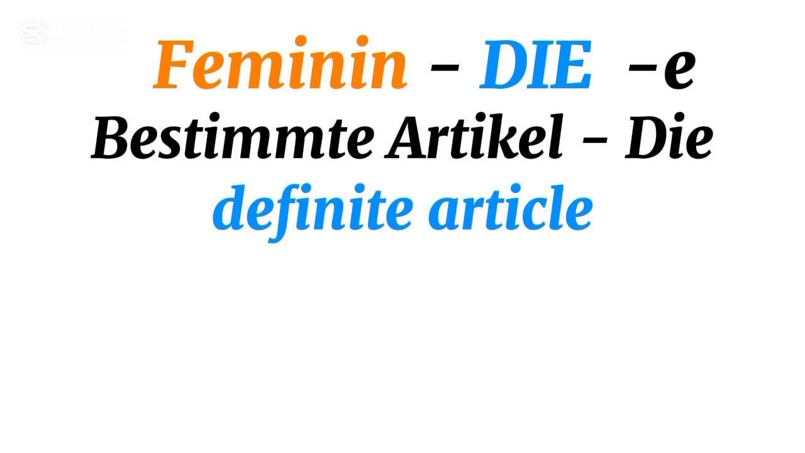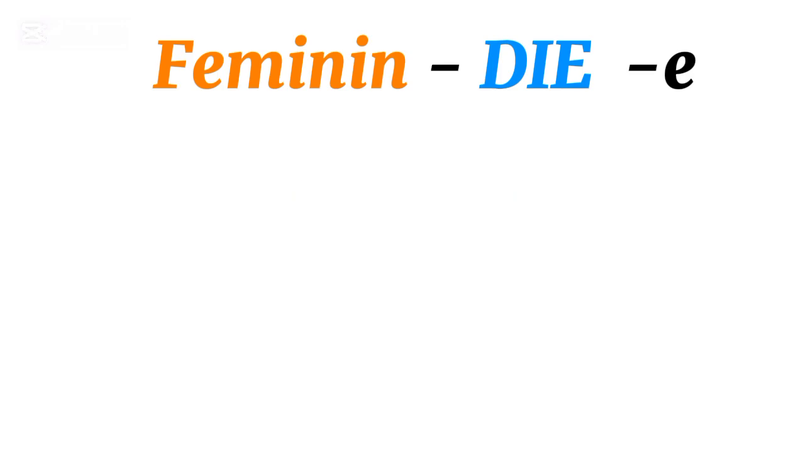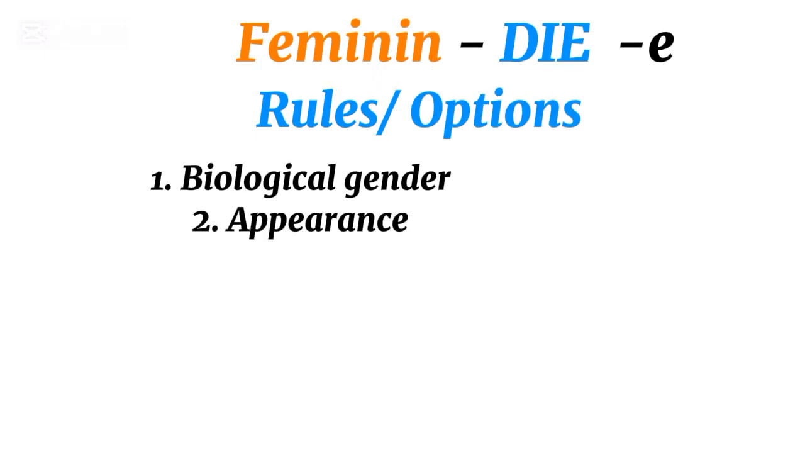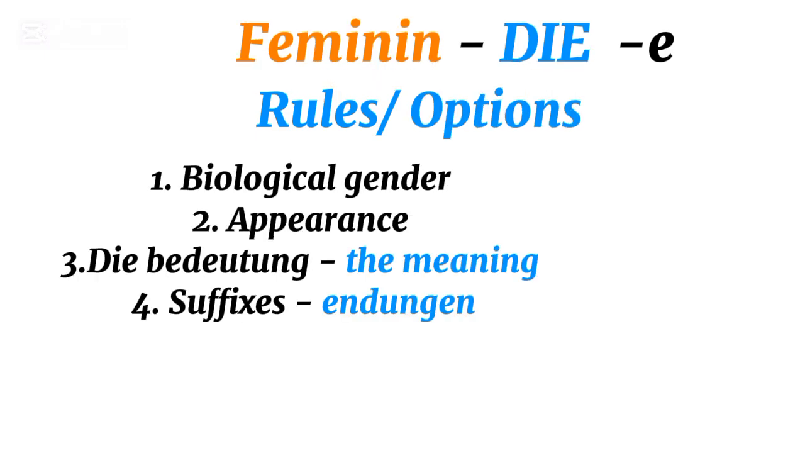Die, as I have told you, it's a feminine article, and there are quite a number of rules that must be followed for you to use this die, okay? For you to identify which one to use, there are ways to help you identify. First, you look at the biological setup of this noun. Second, you'll see the appearance, then the meaning of that noun. And fourth, we'll also see the suffixes, okay? Pay much attention to these 4 ways.